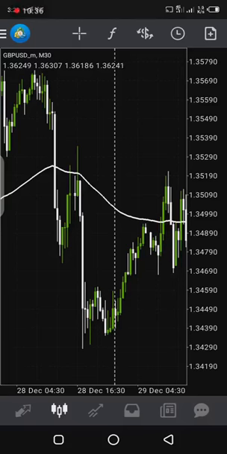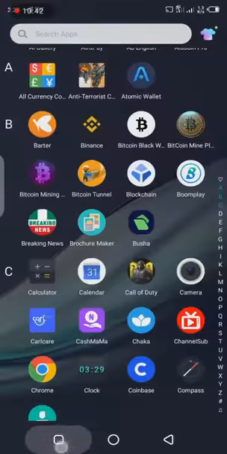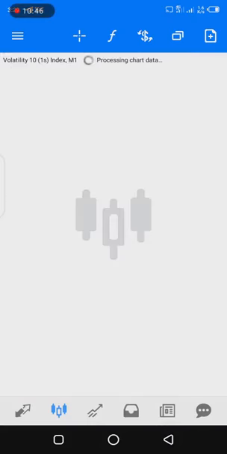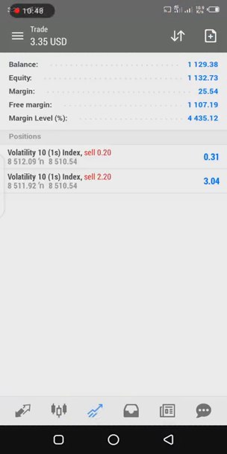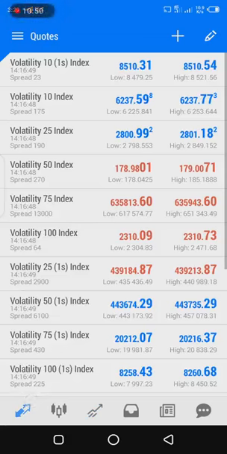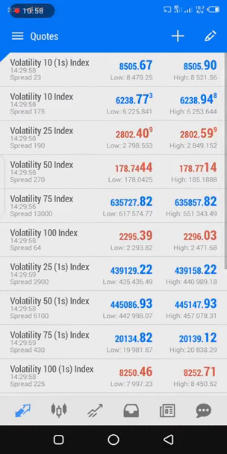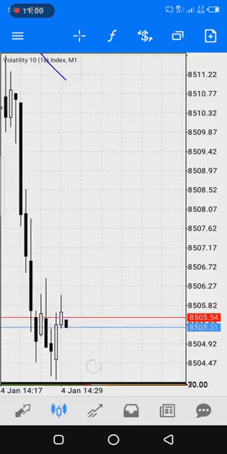Okay, before I close, let me see if it will work for the indices pair. Let's see. I love v75. Let's see. Whoa.